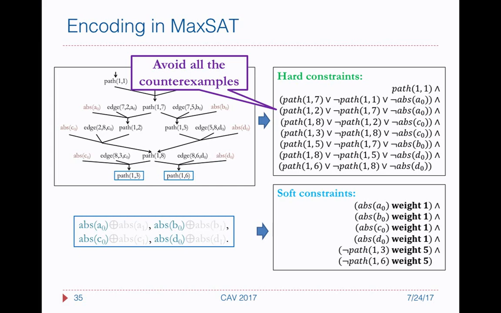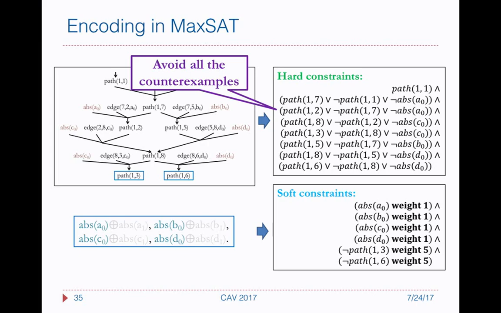You might think that, well, we don't want to derive a path from 1 to 3, and so we should make it a hard constraint, and likewise for the path from 1 to 6. But keep in mind that certain assertions might indeed be false, like the one here, and more importantly, they might not be provable using any of the abstractions in the family of abstractions that we have. So we need to allow these themselves to be soft constraints.